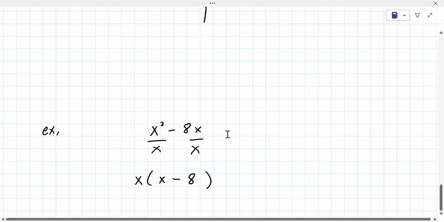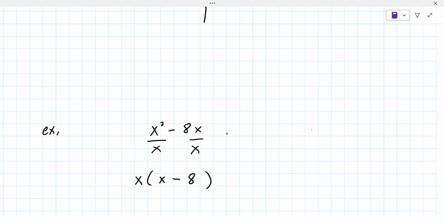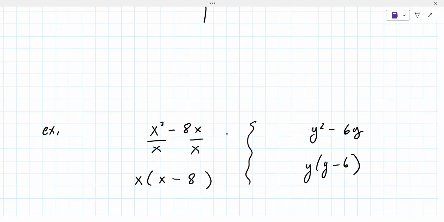Okay, so let's have you try one over here. Let's say it's y squared minus 6y. I want you to try factoring this for me, please. So divided by y, y, and then in parentheses, y minus 6. Exactly. There we go.